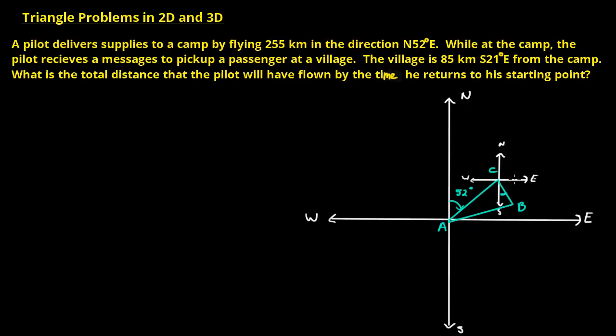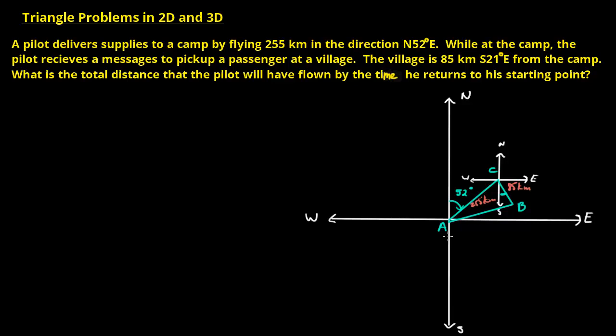Okay, so what we're tasked with figuring out here is, and we know that AC, so I guess that would be side B, this dimension right here is 255 kilometers. So A to C is 255 kilometers. C to B is 85 kilometers. So this is 85 kilometers. And now we've got to figure out what our angles are.